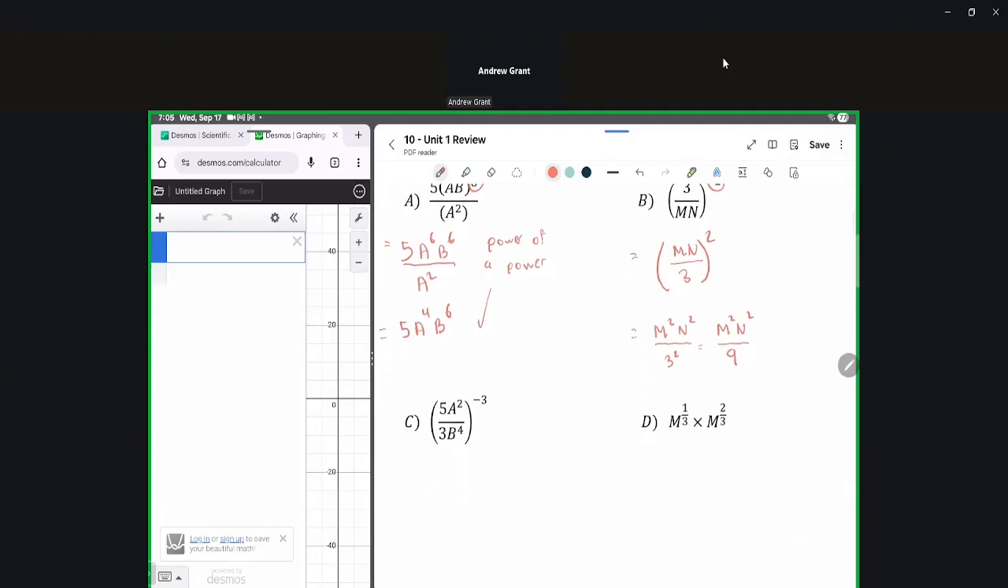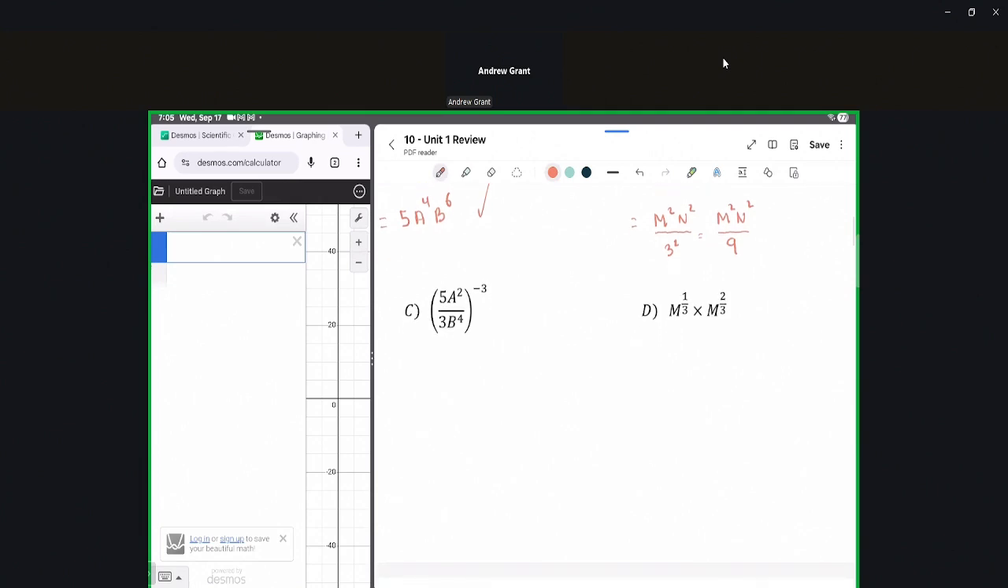Okay, let's carry on. Letter C here, in brackets, we have 5a to the power of 2 divided by 3b to the power of 4, all to the power of negative 3. Fair enough. First thing we're going to do is apply the negative exponent. That means we're going to take the reciprocal of this, and this will give us 3b to the power of 4 divided by 5a to the power of 2, and all of this is then to the power of 3. Now we apply the negative 3 exponent onto all terms.